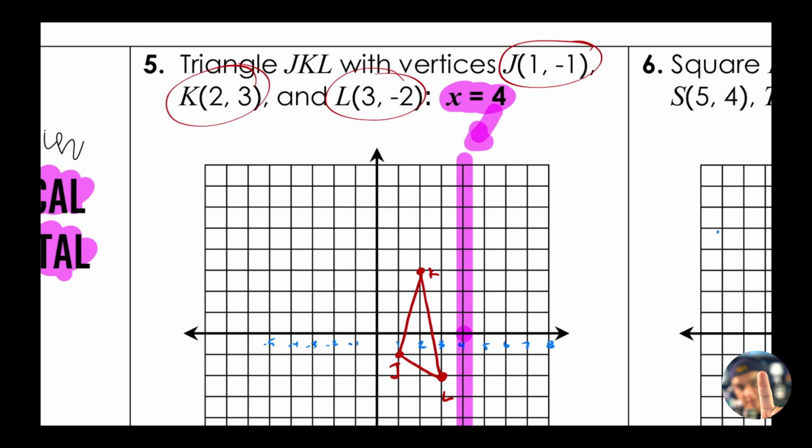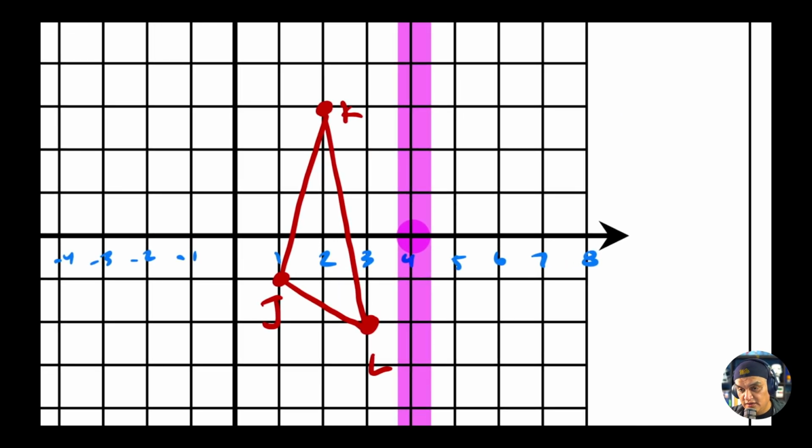Okay. Step 1, figure out the line of reflection. In this case, it's x equals 4. Draw it. I would use a highlighter. Then plot the points of your figure. This is a triangle, JKL. I just drew JKL. Step 3, reflect it. Let's reflect all the points.